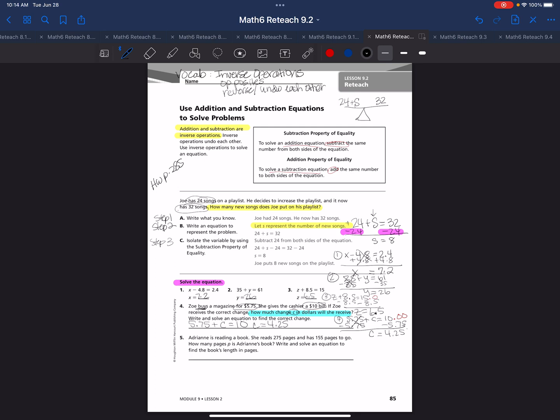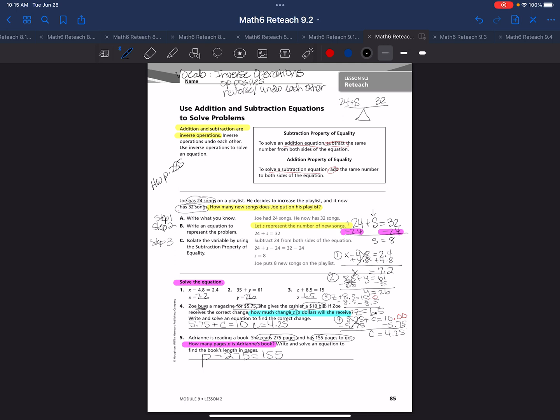Question 5. Adrienne is reading a book. She reads 275 pages and has 155 pages to go. How many pages P are in Adrienne's book? So this problem, they gave us the variable. That's what we're going to be finding, and that will be our variable. So I know if P is the pages, and she's already read 275, and she has 155 pages to go.